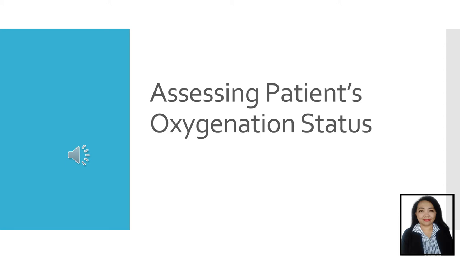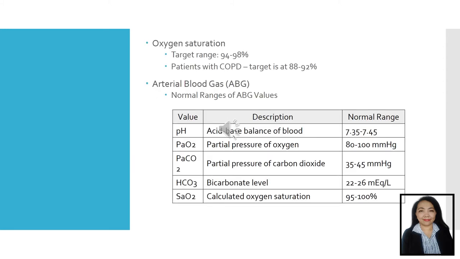Okay, now let us move on to assessment. Okay. A patient's oxygenation status is routinely assessed using pulse oximetry, referred to as oxygen saturation. O2SAT is an estimated oxygen level based on the saturation of hemoglobin measured by a pulse oximeter. Ito yung lagi nating nakikita, di ba? It's what we usually use. Because the majority of oxygen carried in the blood is attached to hemoglobin within the red blood cell, oxygen saturation estimates how much hemoglobin is saturated with oxygen.